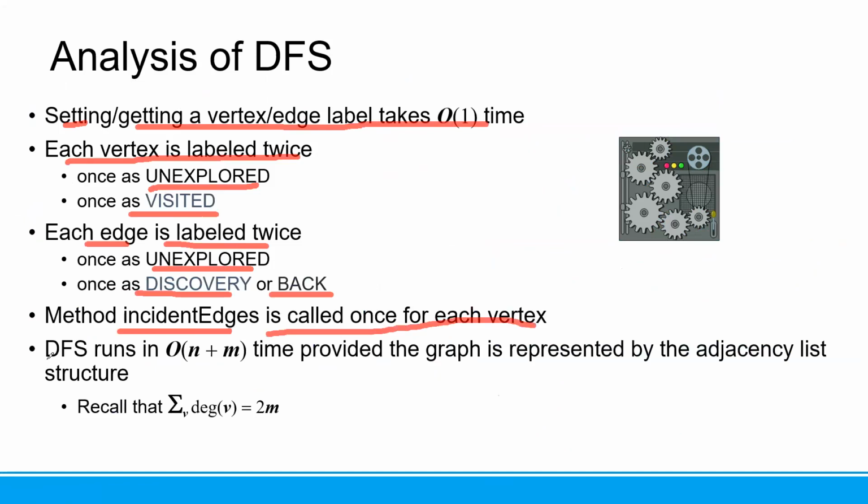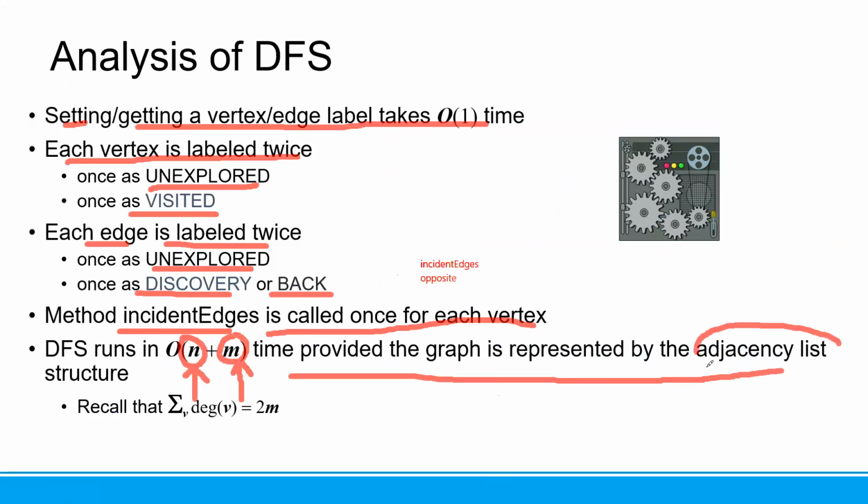Then because we will run for every vertex and every edge, this exploration, as I mentioned before, we just call the incident edges, and then we call the opposite. So the loop will run n times, where n is the number of vertices, and m times, where m is the number of edges. That's why we can have O(n plus m) time, provided the graph is represented by an adjacency list. Do you know what an adjacency list is?